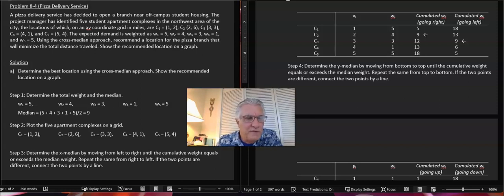Only 2 weeks to go after this. This week we are learning service facility location. It is module 6, but it is chapter 8 of the book, as I'm sure you already know.